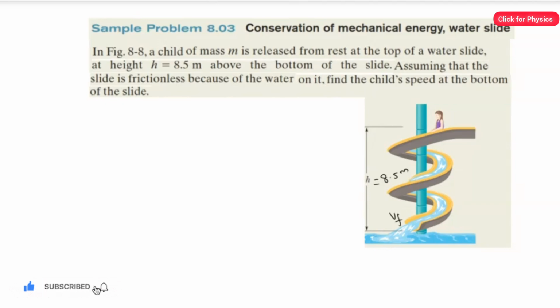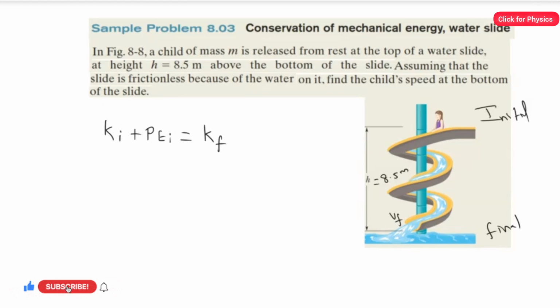For that, let's take two positions. This is our initial point and this is our final point. Clear? To find the final speed, we have to use the conservation of mechanical energy. What is conservation of mechanical energy? We have the rule: kinetic energy initial plus potential energy initial is equal to kinetic energy final plus potential energy final. This is the rule.